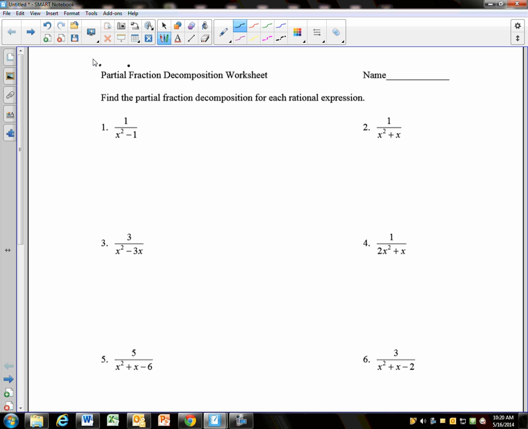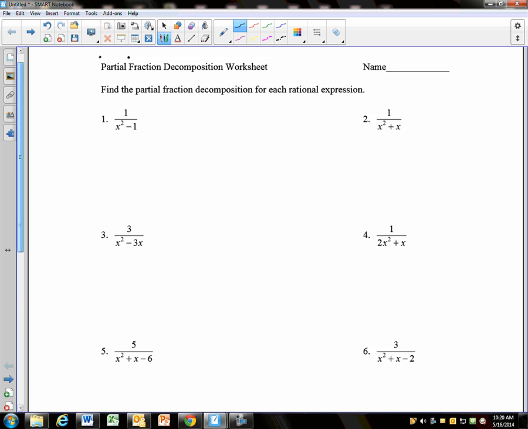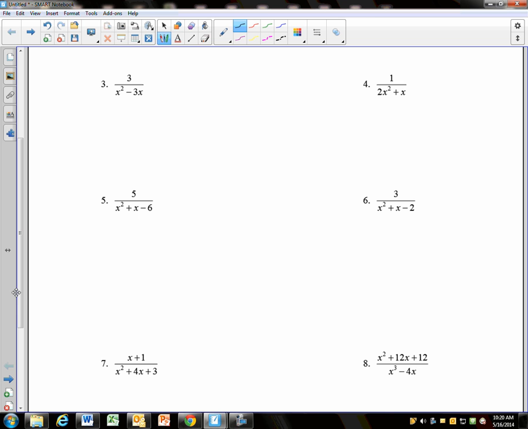Let's do another one together, and then you can try 1 or 2 on your own. Okay? We're going to go at a very slow pace. Let's do number 3 together. Let's do 3. Okay. This fraction can be rewritten as 3 over what 2 things multiplied together?